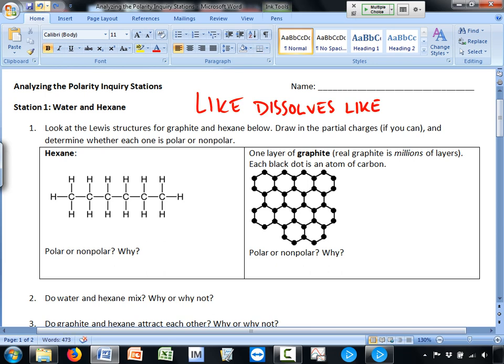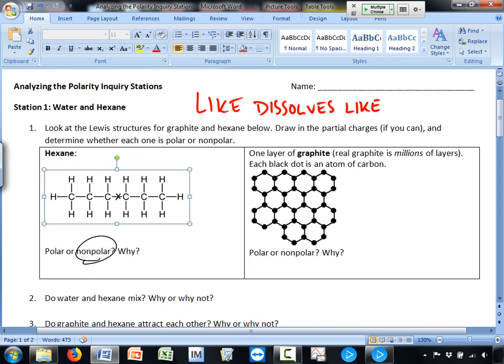But do they average out? Where's the average of the partial charges? Smack dab in the middle for both the positives and the negatives. Is hexane polar or nonpolar? Nonpolar. So all of the partial charges cancel out. There is no overall molecular dipole. There's a lot of ways you can say that.